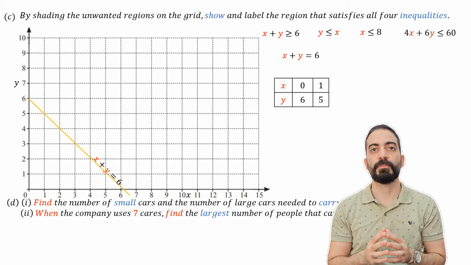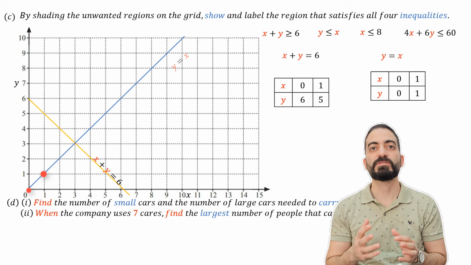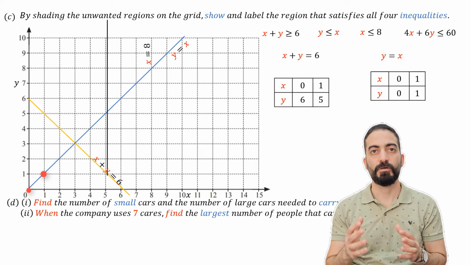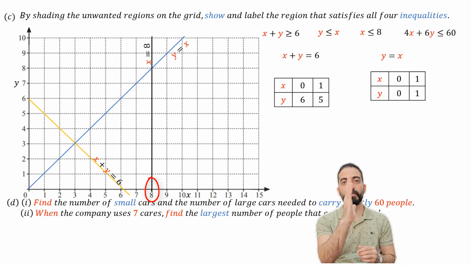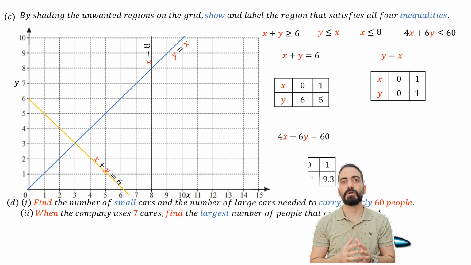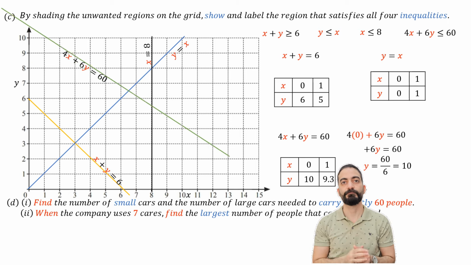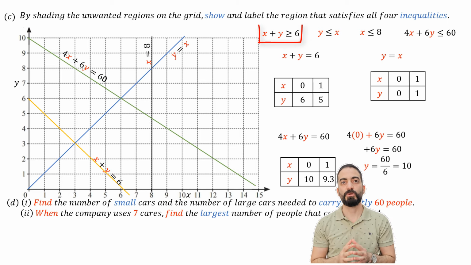Also for y equals x, we do the same thing. As for x equals 8, we come to x equals 8 and draw a vertical line. And for 4x plus 6y equals 60, we also use the same method. Now we want x plus y larger than or equal to 6. First we come to the line x plus y equals 6.